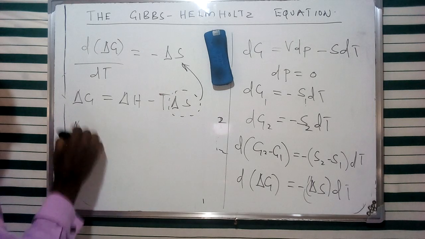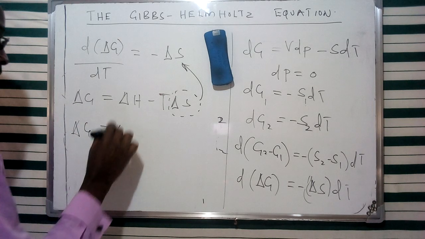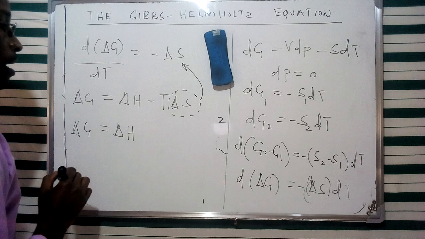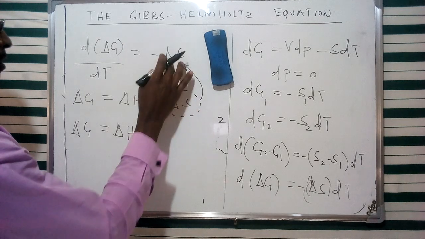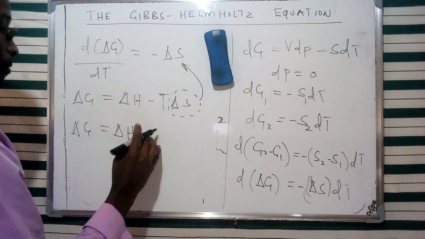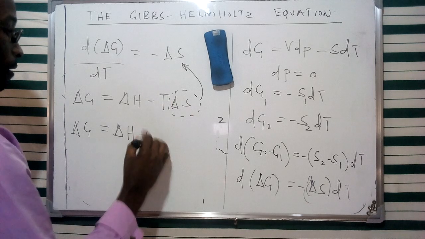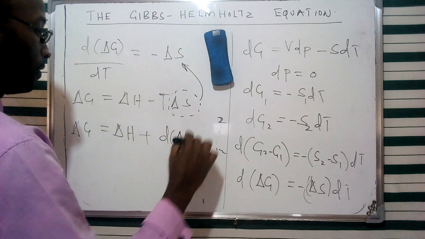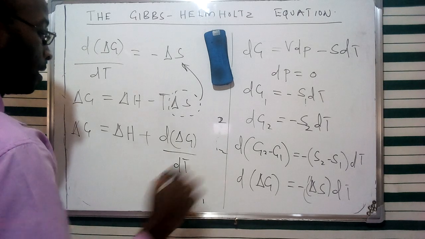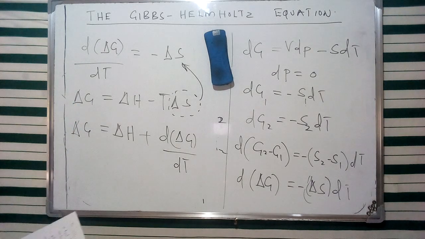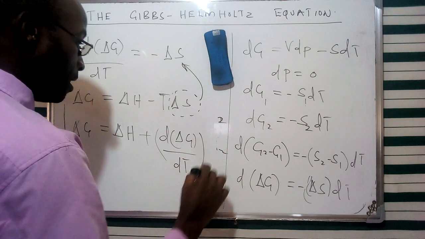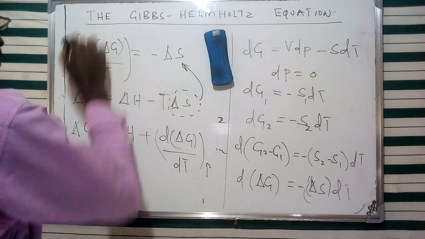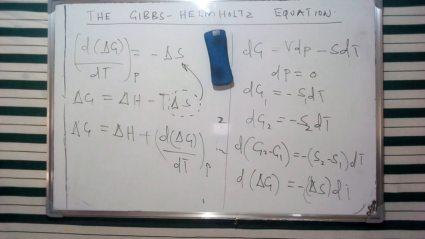So we're going to have this one given as delta G equivalent to delta H, and this is going to be negative this value. So for us to find this one, we're going to have it as a plus T d delta G over dT given as this. And this is going to be under the condition of, as I mentioned, constant pressure. So this is going to be under constant pressure given as this.